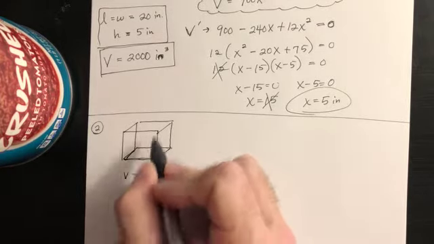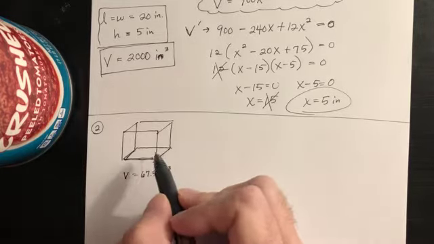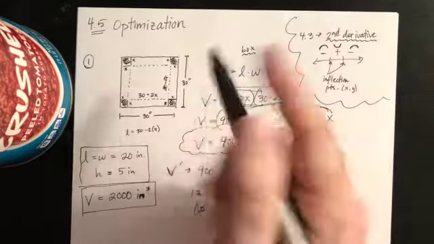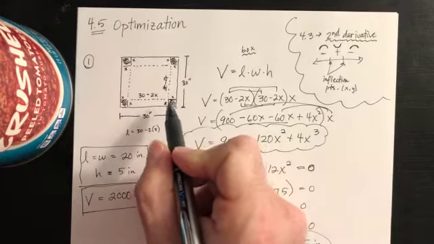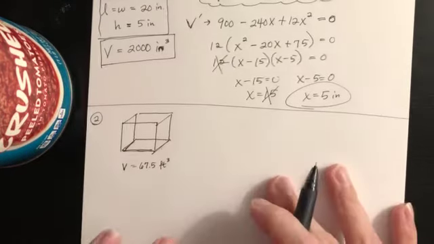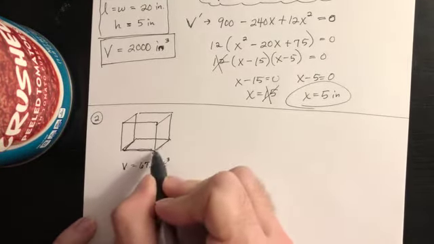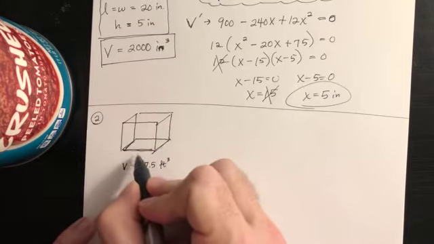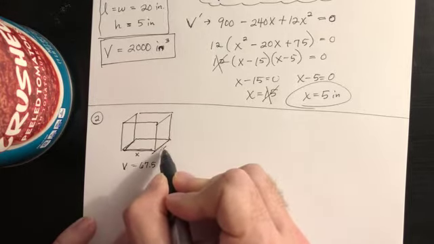So first of all, anytime you have a picture and it doesn't have numbers on it, like this one, the squares that I cut out, I didn't have a number for that, so I put X, right? Well, we can do that here too. I don't know what the length and width of the square base is, so I'm going to call that X.